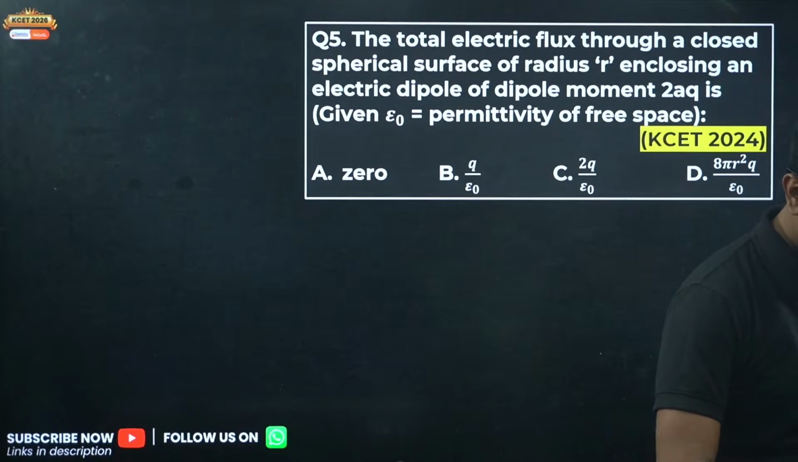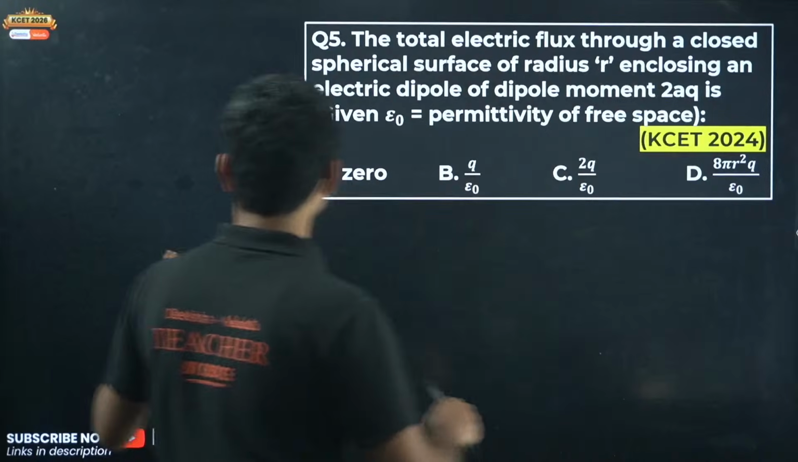Sir, in the second question, in closed sphere B the charge is plus q, then it can be q by epsilon naught. Let's go back to the second question.